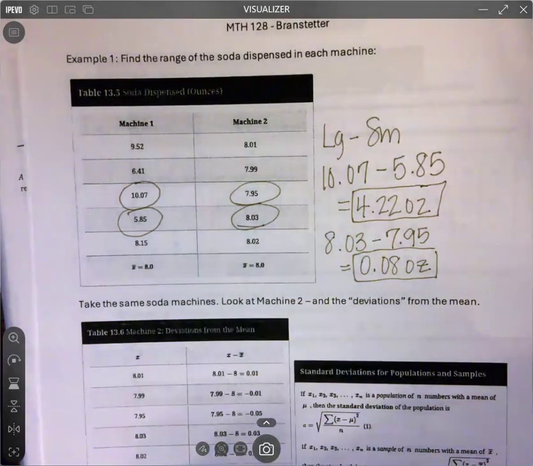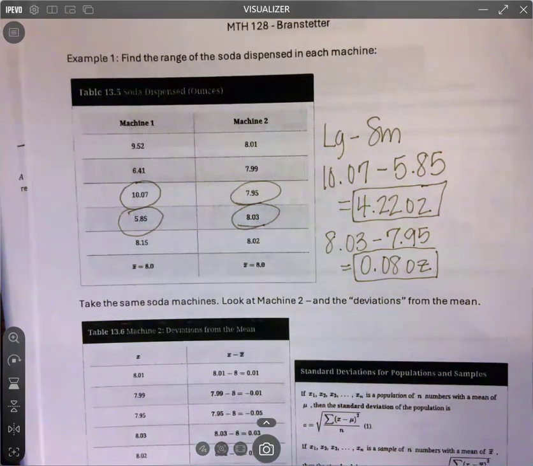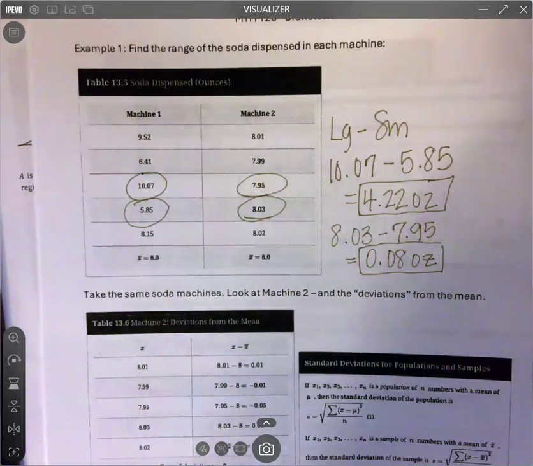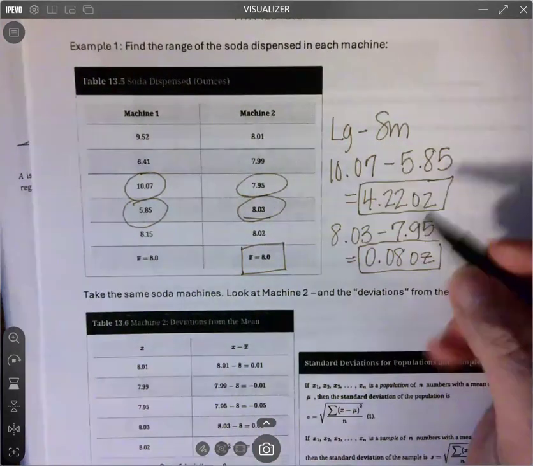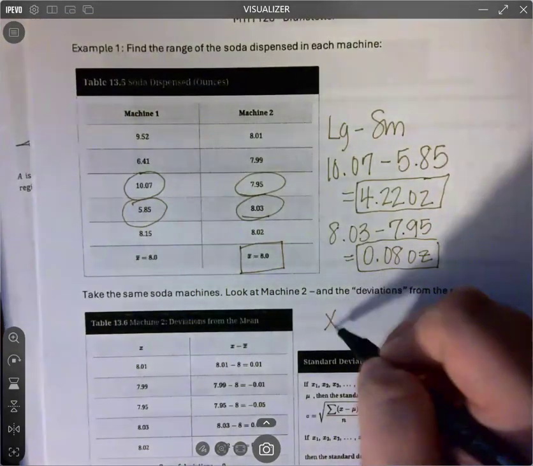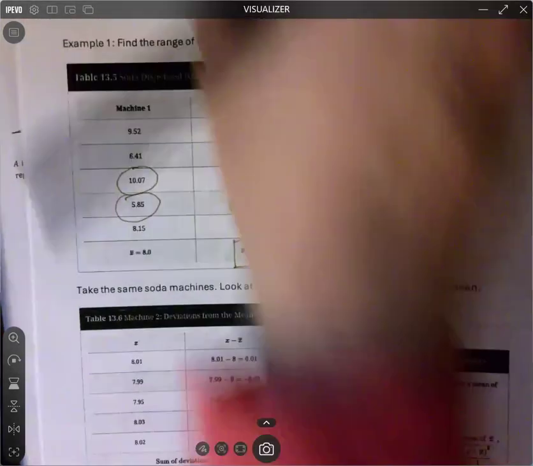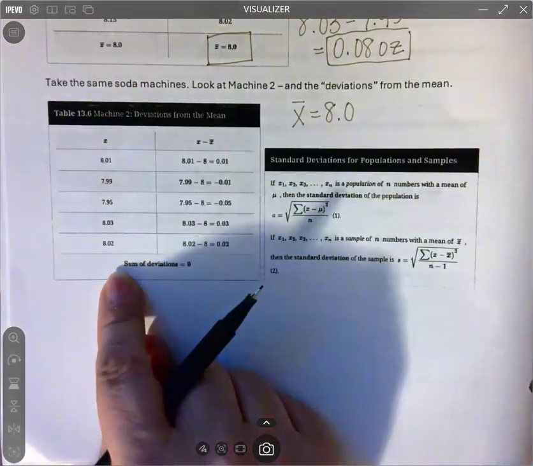Now we're going to talk about deviations. And if we just look at machine 2's values, 8.01, 7.99, 7.95, 8.03, and 8.2. Can't see it very well, but this says that the mean, or X bar, is equal to 8.0. So we want to look at how different each of those values is from the mean. Those are called the deviations.